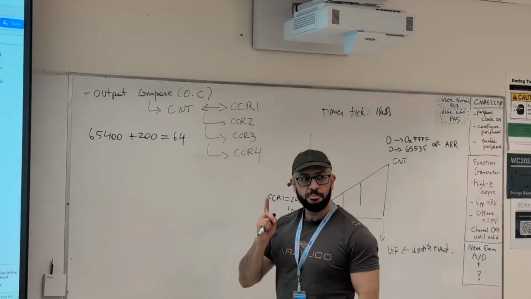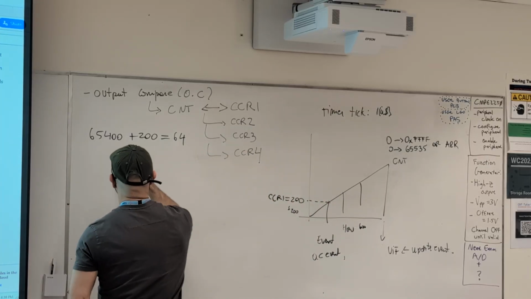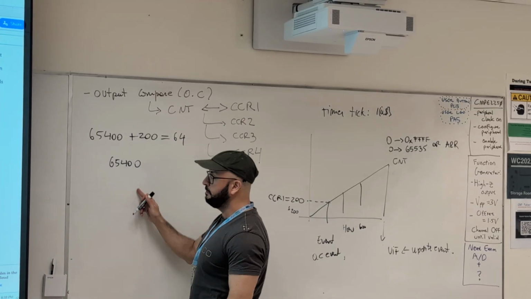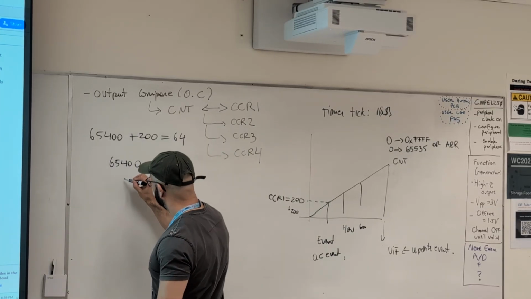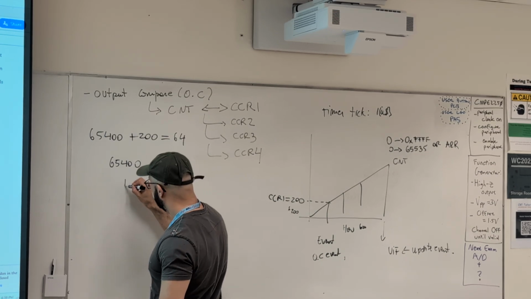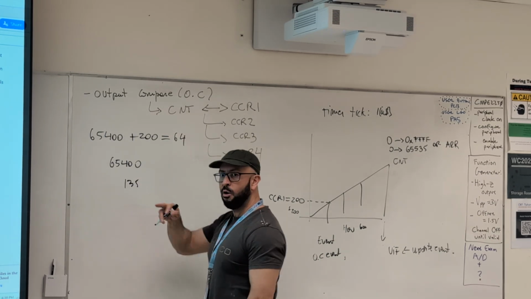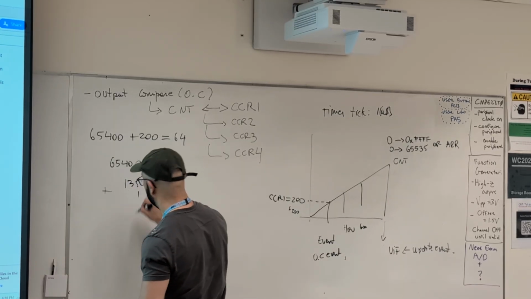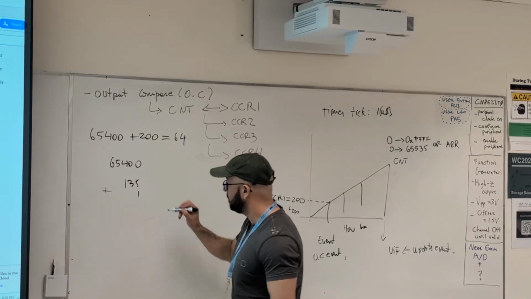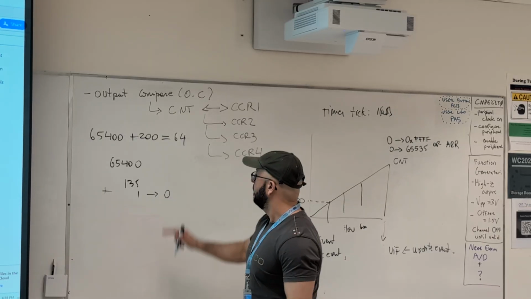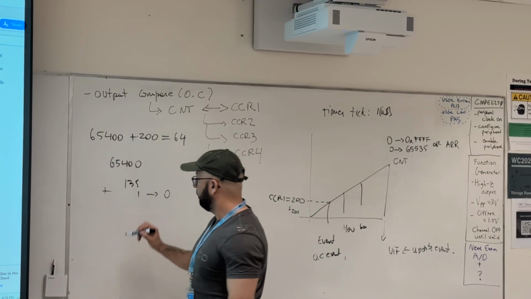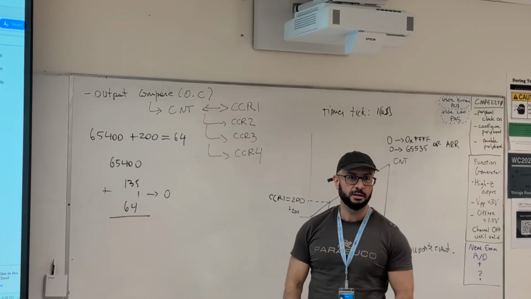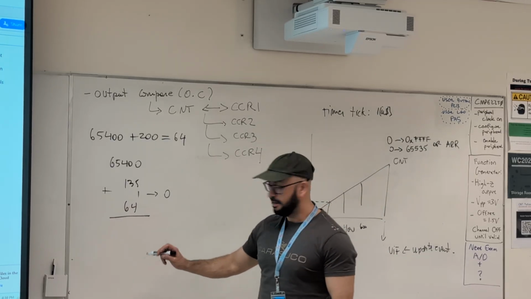But I'll do this. 65,400. How much is left to reach the last count? It is 535, right? So it'd be 135. Then when I go from 65,535 to 0, that is another count. One more, and now I'm at 0. Then I ended up at 64. How much is the sum of that? I'm hoping it's 200. It is 200.